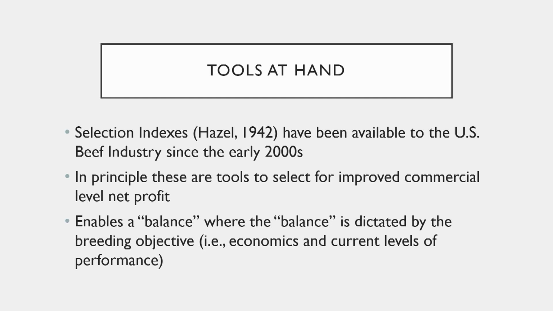We have a lot of tools at hand to strike a balance between terminal and maternal. I'd argue we don't use them. Selection indexes developed by Lenoy Hazel from Iowa State in 1942. I'm not going to ask for a show of hands, right? That was a long time ago, and we didn't really implement them on a breed-wide basis in the beef industry until the early 2000s. Pretty large technology timeline gap there. In principle, those are tools to select for increased commercial level profit and should enable a balance economically between terminal and maternal.